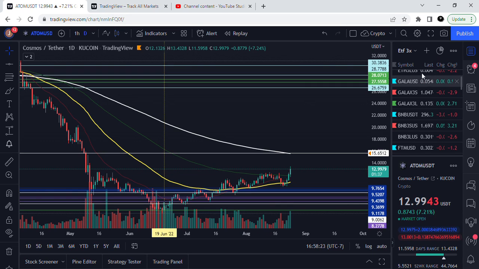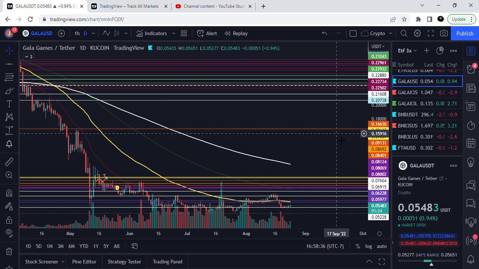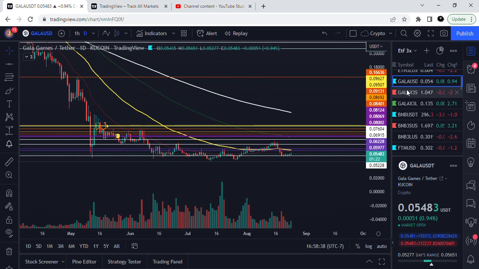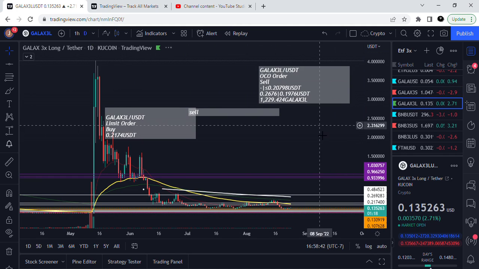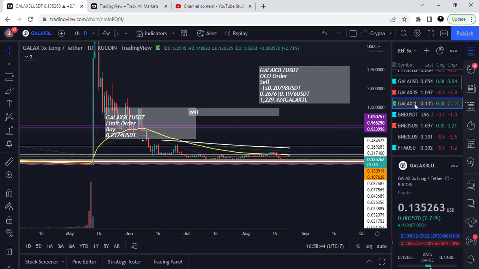All right, you guys, so over here, this is my KuCoin ETF 3x list. 3x long, 3x short, and then the coin itself, right? So Gala, this is the normal Gala coin. This is the short side of it, and this is the long side, okay? And so what I'm going to do is go through, I'm preparing now for Friday's news related event.